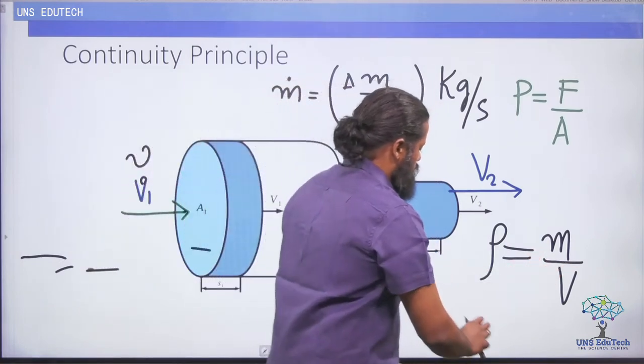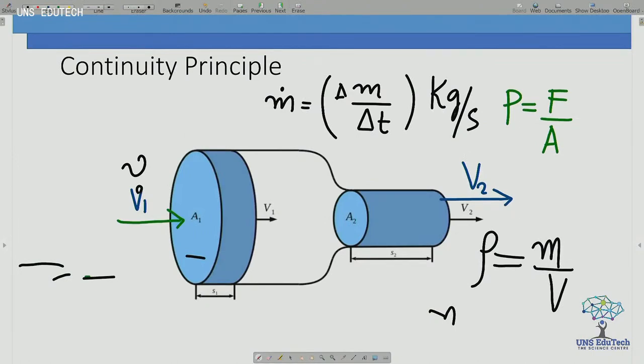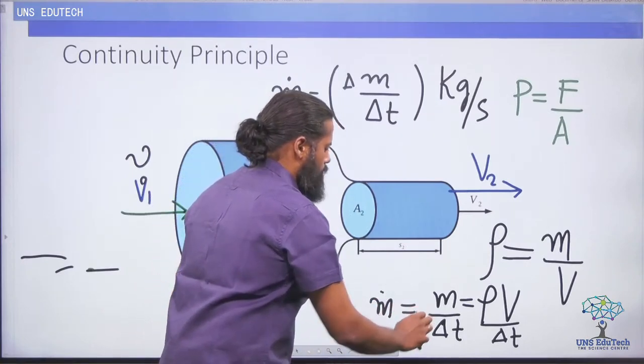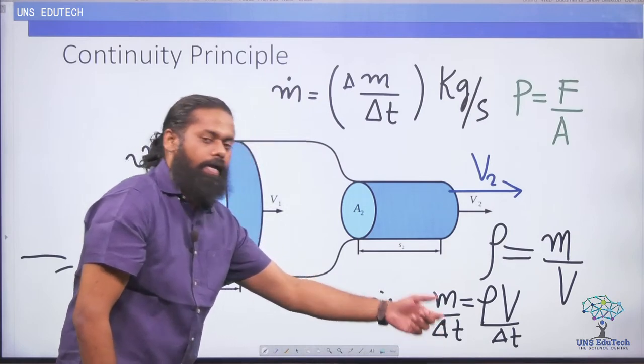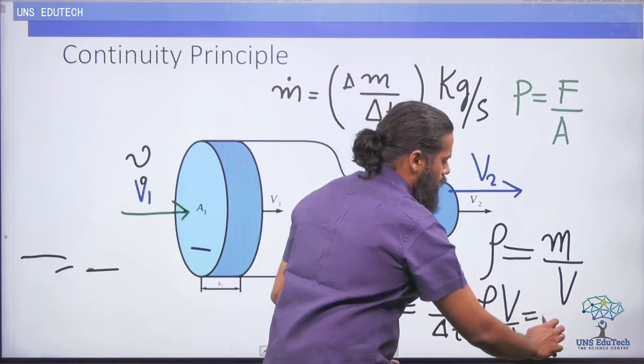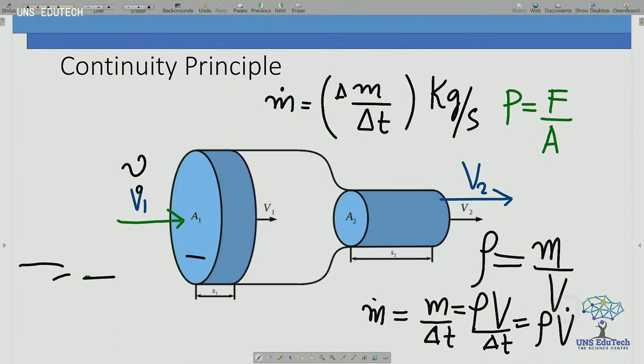So this mass you can find out. Mass is equal to rho into volume. Rho V is equal to mass. If I divide both sides by delta t, this gives you the mass flow rate, m dot. So m dot is delta m by delta t, or simply mass by time. This quantity we can write in another fashion, rho into V dot. V dot is nothing but the volume flow rate.